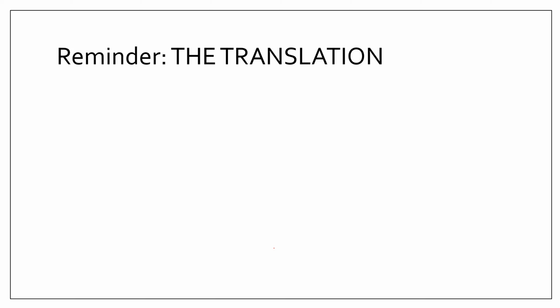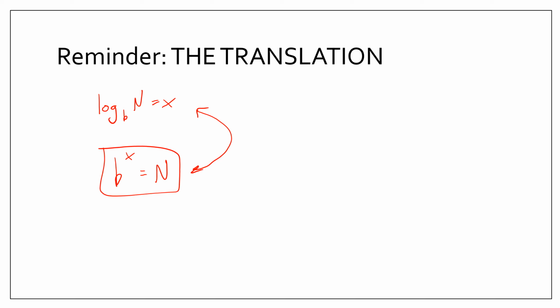Okay. Reminder, the translation. Don't forget that this is what a logarithm is. If you see something that's log base b of n, what that means is, hey, what power of the base gives me the number? So if you see something that looks like this, you can translate it into this. And the reason is because I'm looking to see what power of the base gives me the number. That's what the translation is saying.